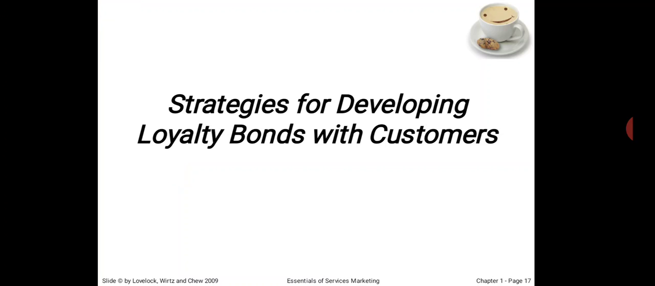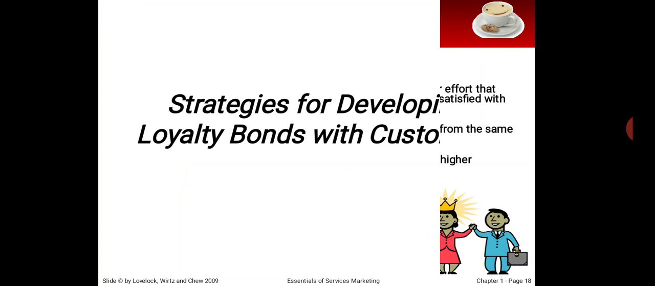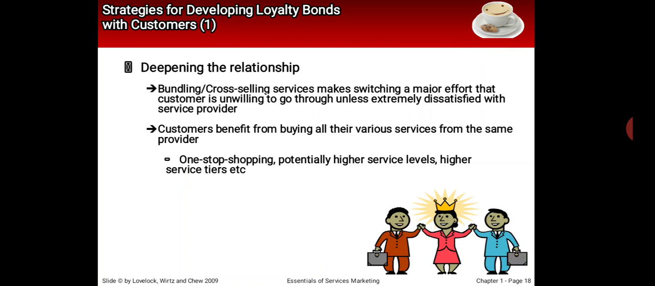A strategy for developing loyalty bond with customer. Various strategies are used for the purpose of creating a long-term loyalty relationship. That includes, first, deepening the relationship, which means we have to create a deep relationship with our customer. That includes bundling or cross-selling. We have to try to offer a lot of products and services to our customer, and in this way we try to create a long-term relationship with our customer.